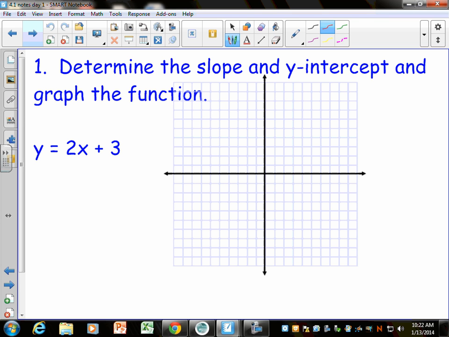This is something that you've been doing for years, and we even talked about it last semester. So let's just make sure we know what we're talking about here. If I ask you to determine the slope and the y-intercept and graph this function, you could do that, right?